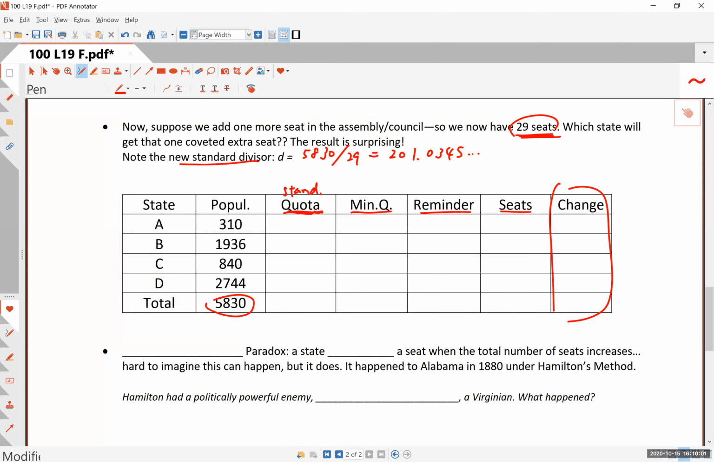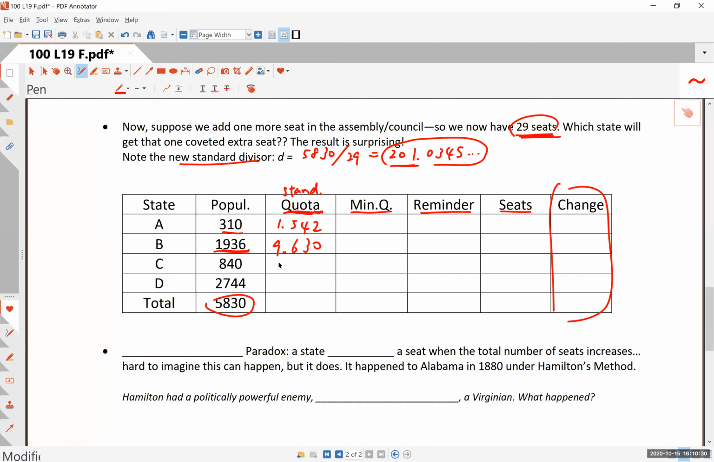Okay, so the problem here is to fill in all these numbers. Let's see, 310 divided by D, and that's going to give you 1.542. I hope you got these numbers. 1936 divided by this number D, 2. Again, try to store this number in your memory or on your calculator, and you can just do 1936 divided by that number, and that would be 9.630.